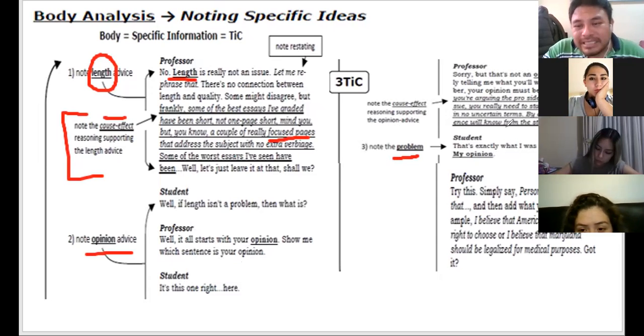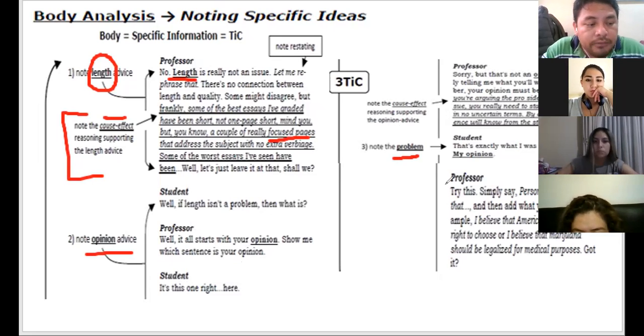Okay, that's exactly what I was having trouble with, my opinion. Now, in this example, it looks very easy to find, right? In normal speaking, like tomorrow you will have a practice with this, it could be a little different in the way that it is a different topic, but it will have the same structure.